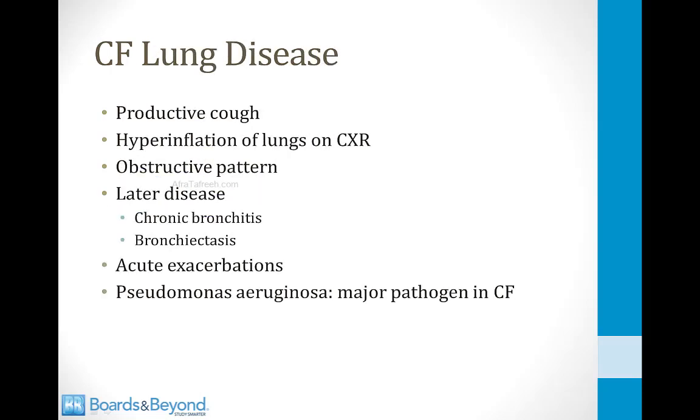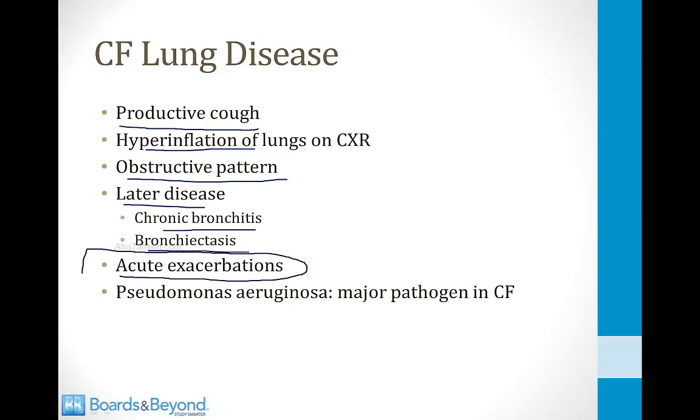So what are the symptoms of cystic fibrosis lung disease? Well, the first is a productive cough. All that sticky mucus is going to create a lot of coughing. The lungs can become hyperinflated on chest X-ray, and there can be an obstructive pattern on pulmonary function tests. Later, as the disease progresses, these children can get chronic bronchitis and bronchiectasis. And you should know that they're often stable for a while and then develop an acute exacerbation. And Pseudomonas is a major cause of both chronic infection and acute exacerbations.